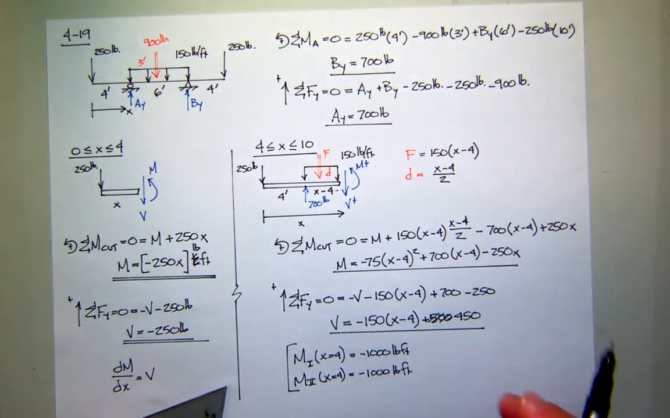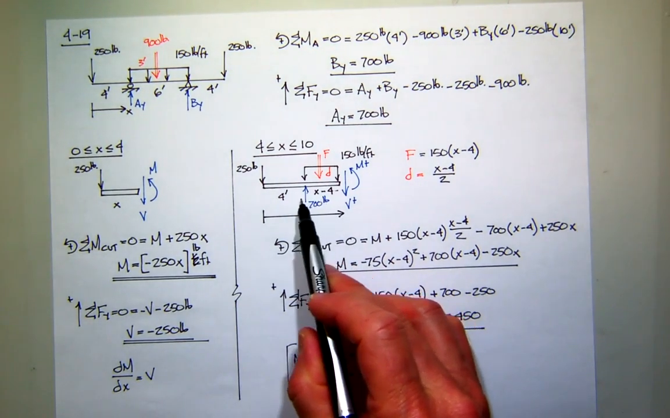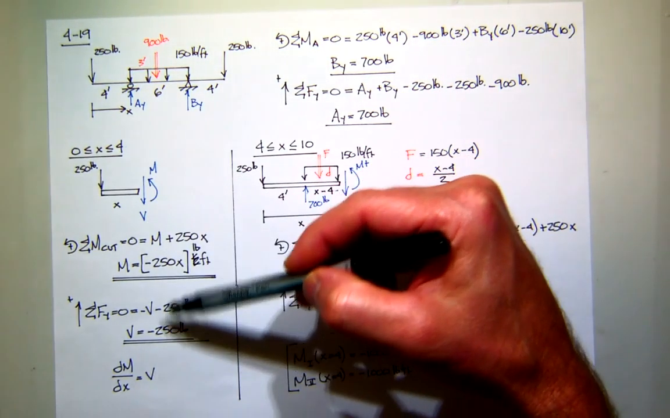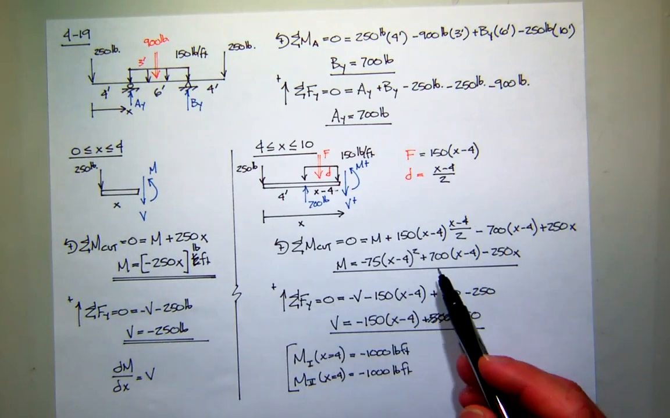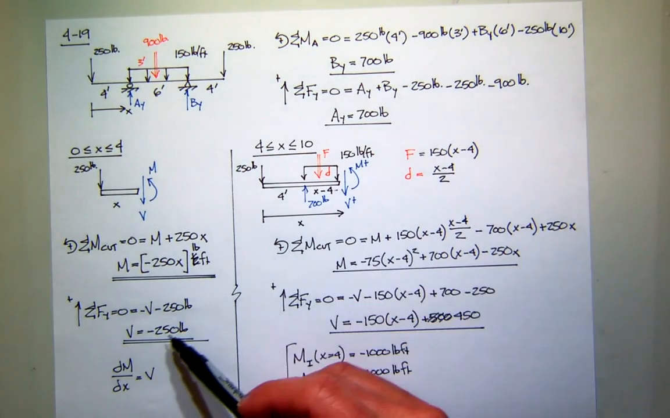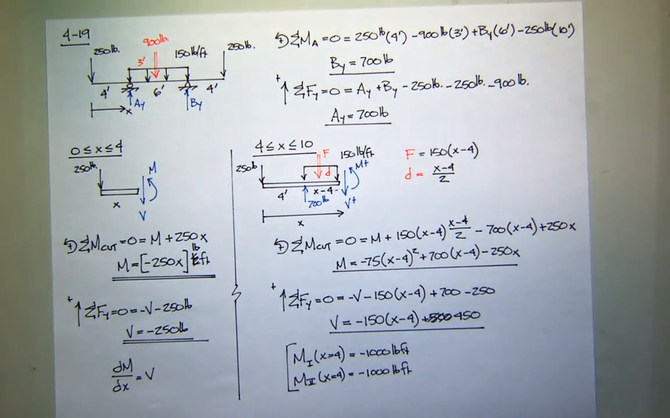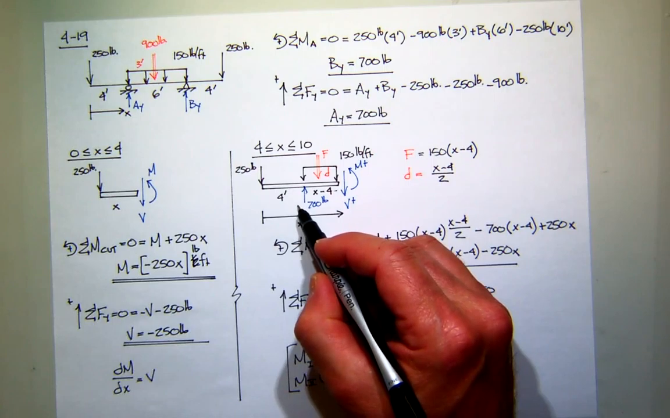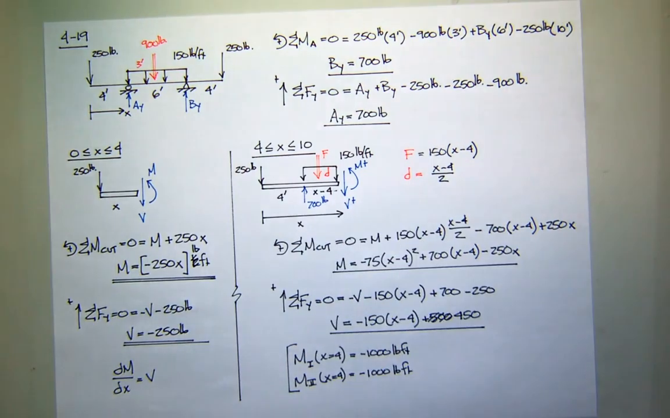But what about the shear? The shear will not be the same because of this 700-pound force. So when you do the x equal 4 on this side, you see you get minus 250. When you do x equal 4 here, you're probably going to get the difference, because you're going to have to go from the left side of the 700-pound force to the right side. You get that instantaneous change.